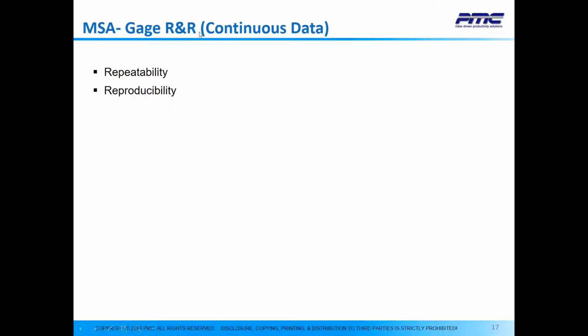The gauge R&R is for continuous data. It's a type of measurement system analysis that is used to assess the precision of the measurement system. It is used to determine how much variation is present in a measurement system by combining the equipment variation, which is the repeatability, with the operator variation, that is the reproducibility. The most commonly used MSA method is the gauge R&R. And in a good measurement system, part-to-part differences are the largest variation. I'm going to show you an example of that later on.